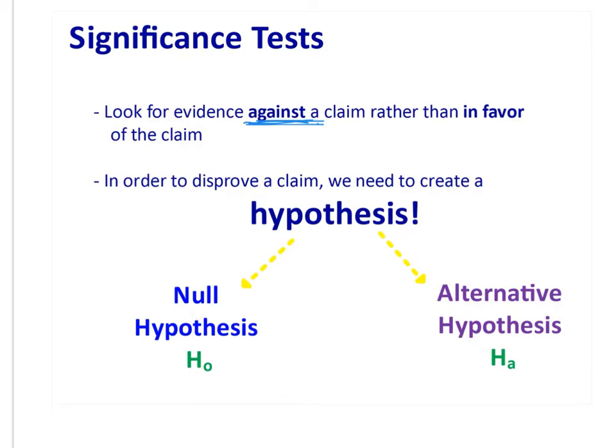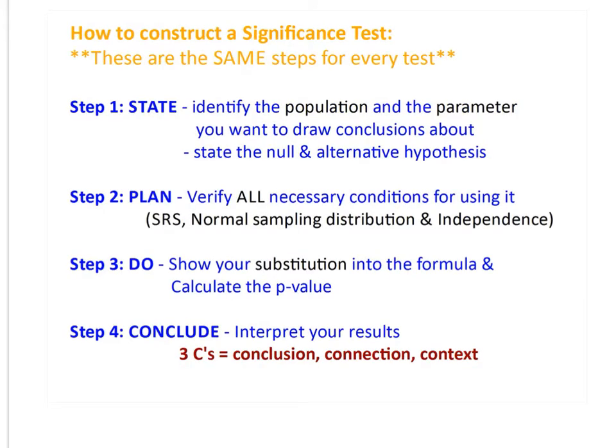So these are my two hypotheses, and we said that these hypotheses, along with the population and the parameter, are part of the state step. So how we conduct a significance test are these same four steps: state, plan, do, conclude. They're the same steps for every test.